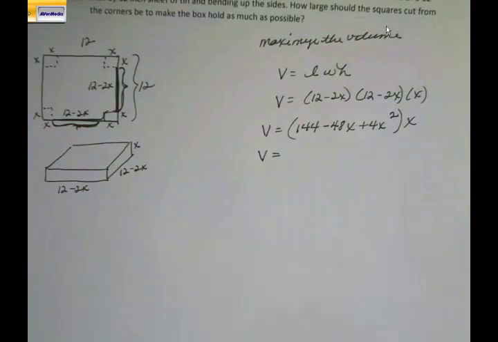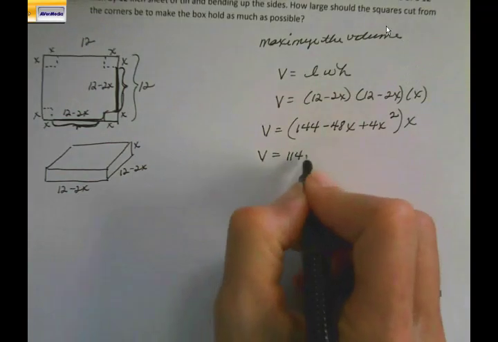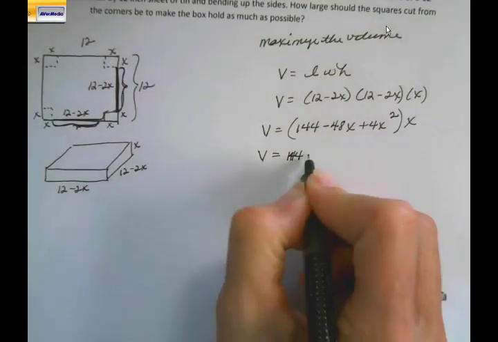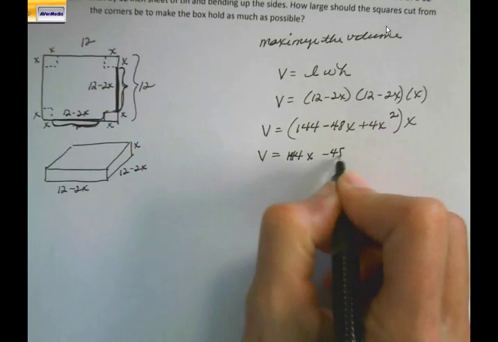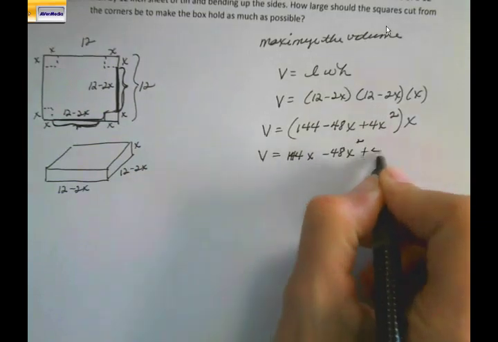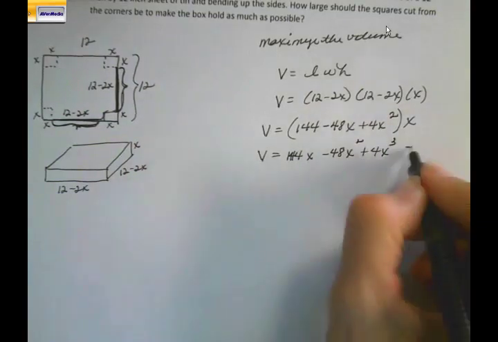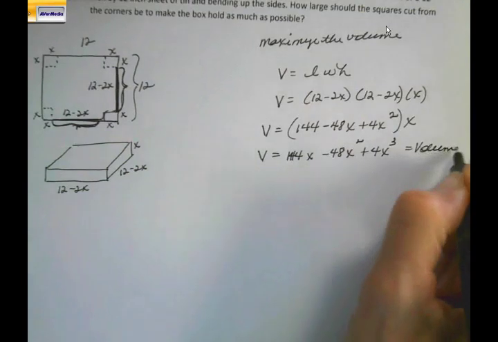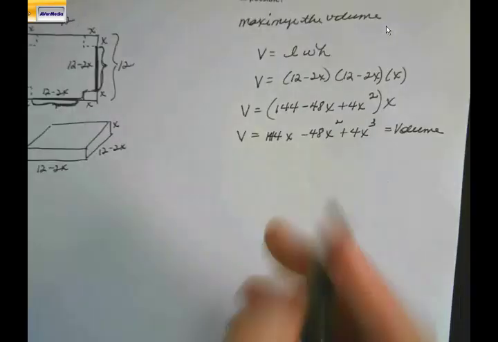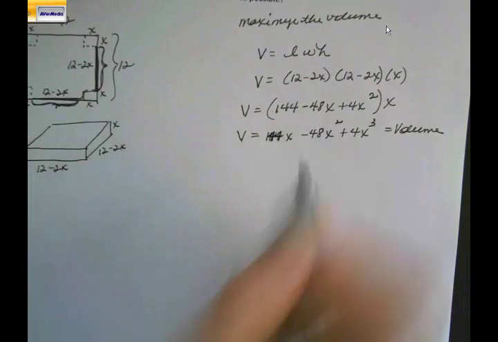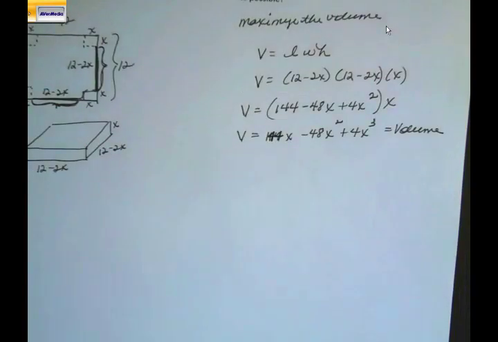And then when you multiply this times x, you have 144x minus 48x squared plus 4x cubed. This represents the volume of the box that you've created when you cut those squares out of the corners and fold it up.